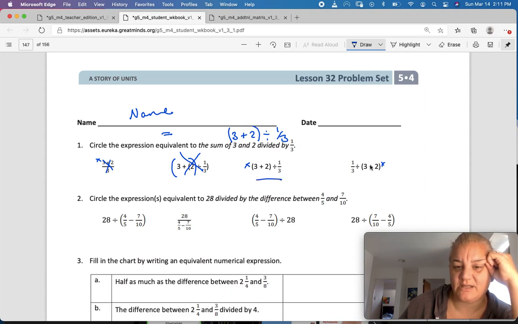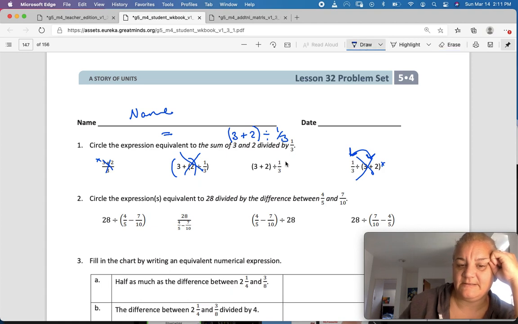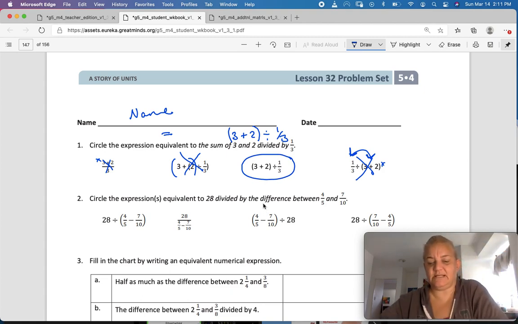Let's just double check. This is just the flip, right? They just flipped it, so that's not the answer too. So circle the expression equivalent. There it is, right there. I'm going to put a nice big circle around it. There's our expression. Let's try the next one.